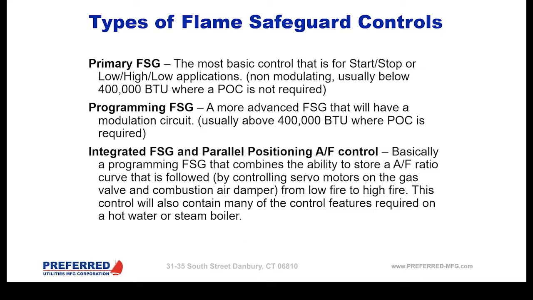Over the years, these have been applied to larger applications, but there's usually a requirement for a proof of closure after you get above 400,000 BTU. There's also the programming Flame Safeguard. And this is a more advanced Flame Safeguard that will have a modulation circuit and usually above the 400,000 BTU level where a proof of closure circuit is required, and it will have that.